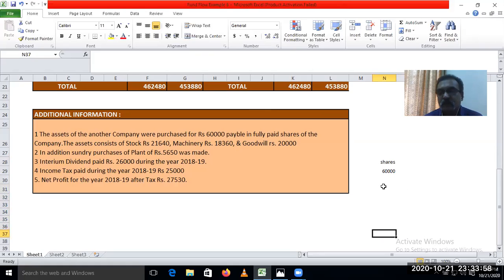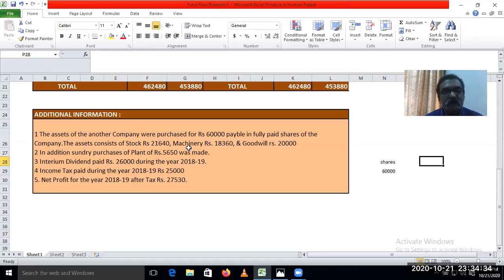Generally, we know that when we purchase an asset, we pay for it by way of cash. But here, instead of paying cash, shares have been issued. Means the company is purchasing some assets, say plant and machinery, stock and goodwill, and against that, the company is issuing shares. It means during the year, the company has issued shares of rupees 60,000. For what purpose? For purchasing various assets. What are those? You can check out.